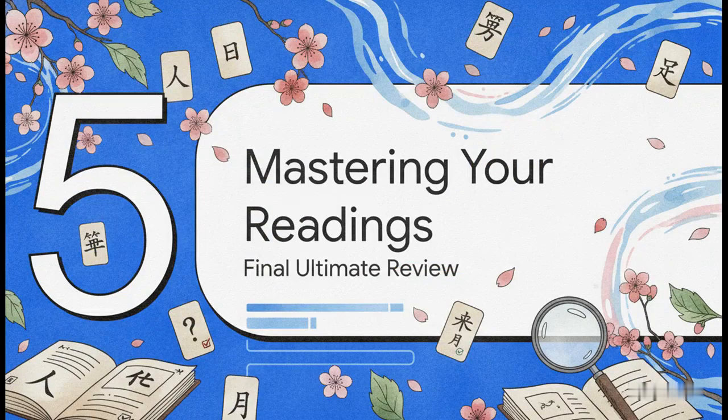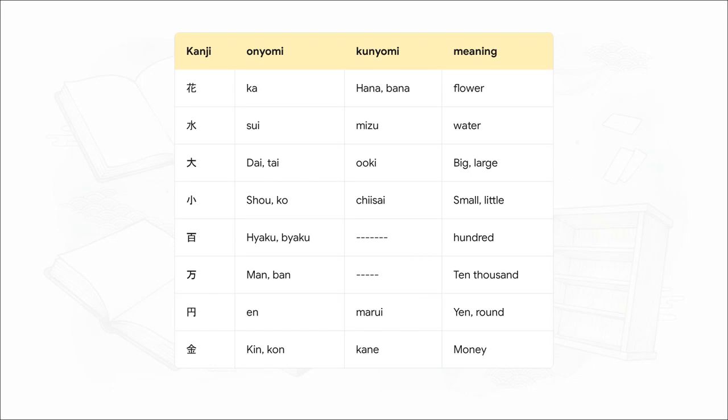And finally, Section 5, Mastering your readings. Now, what's really interesting about this slide is this is the exact unedited source table we started with today. Take a second and really look at it. Just a few minutes ago, this might have looked like this huge, intimidating block of text, but look at how much you've successfully absorbed just by breaking the information down. You can spot flower and water, right? You recognize the opposites of big and small, you see the scale of numbers from 100 to 10,000, and the currency of yen and money. You even know exactly why there are blank spaces in the kunyomi columns for 100 and 10,000. You've completely decoded the whole shebang.